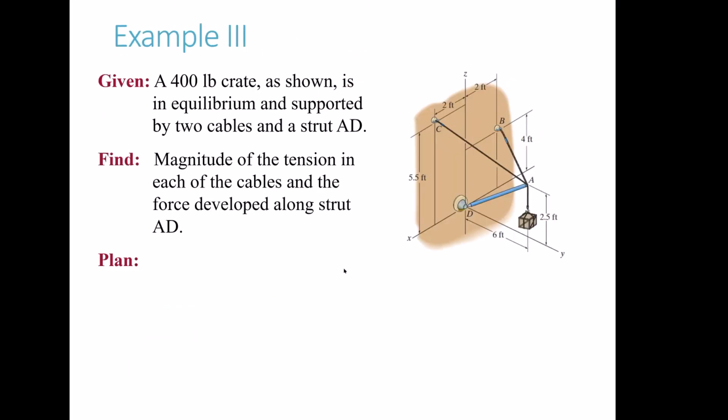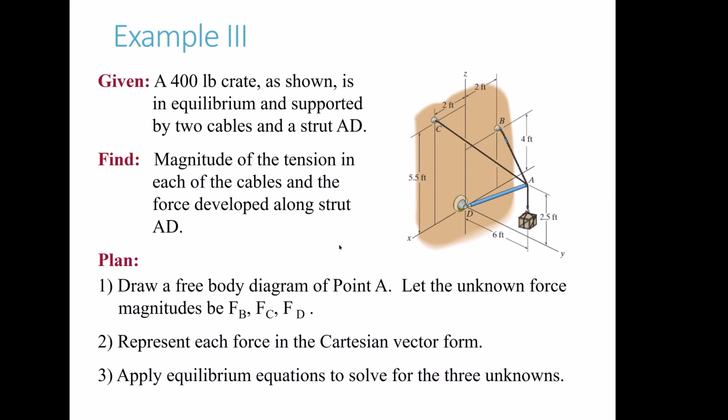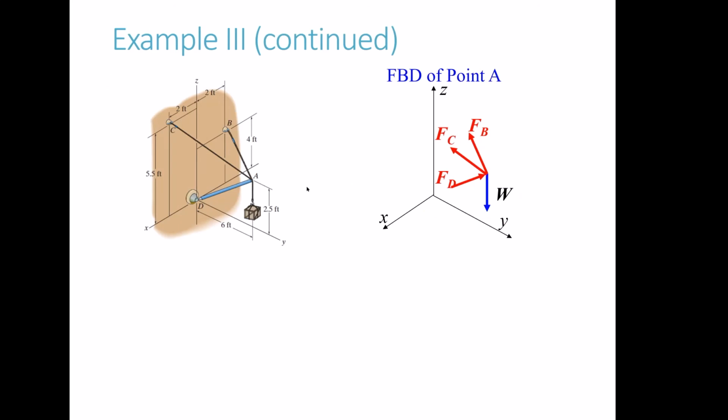All right, here's another one with another crate, okay? And same process. All right. The only thing different about this one is now we're not given the direction cosines, right? We're just given their location, so we need to come up with unit vectors for those. All right. So continuing on with example 3.